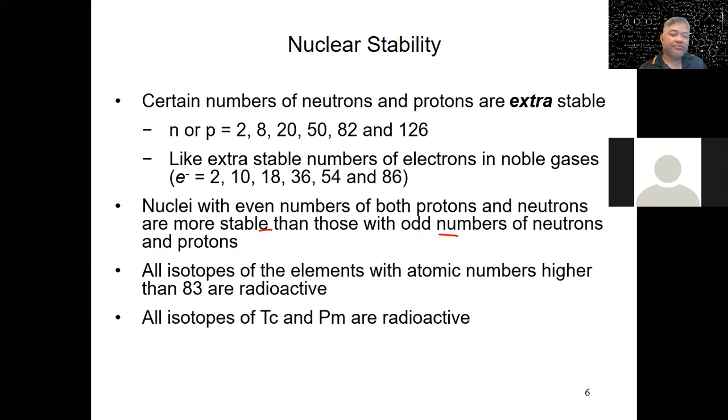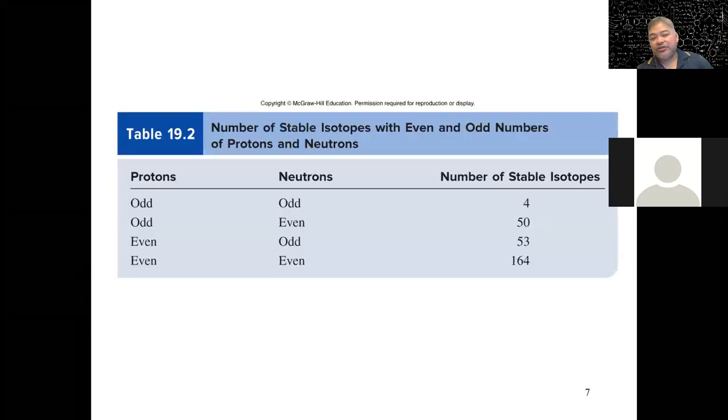And all isotopes of the elements with atomic numbers higher than 83 are radioactive. And all isotopes of technetium and promethium are what we call radioactive. And if you look at the number of the stable isotopes, you have more of them if you have even numbers of protons and or neutrons, as seen here.